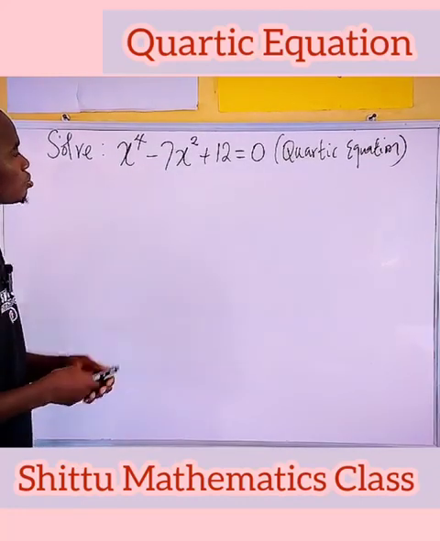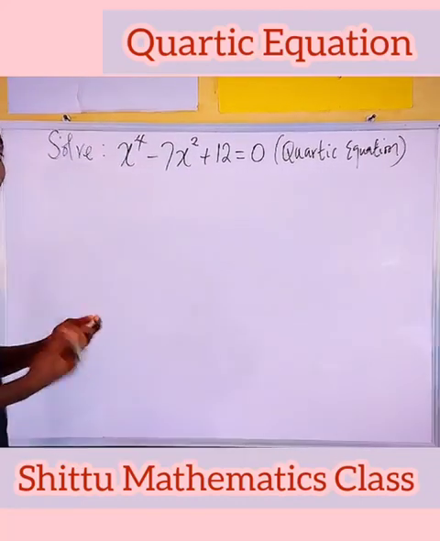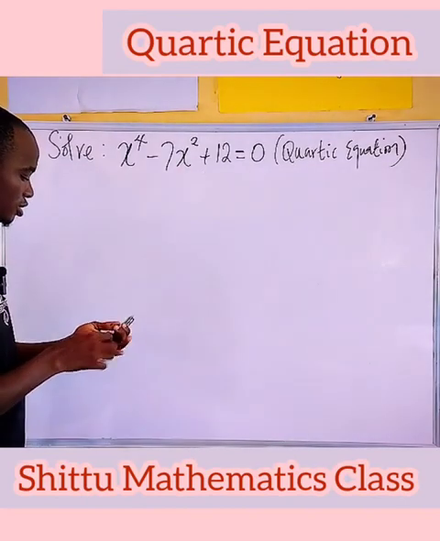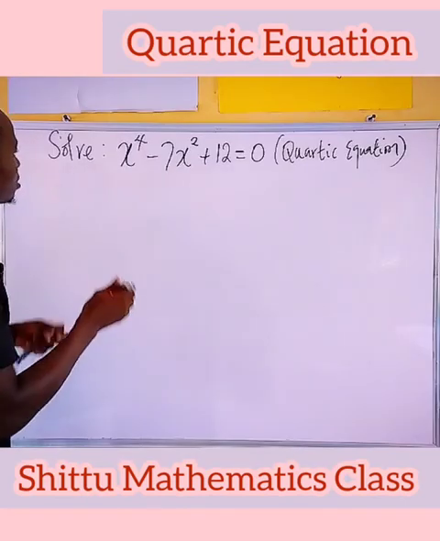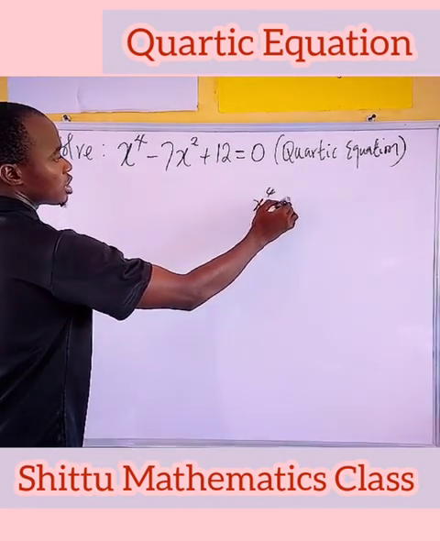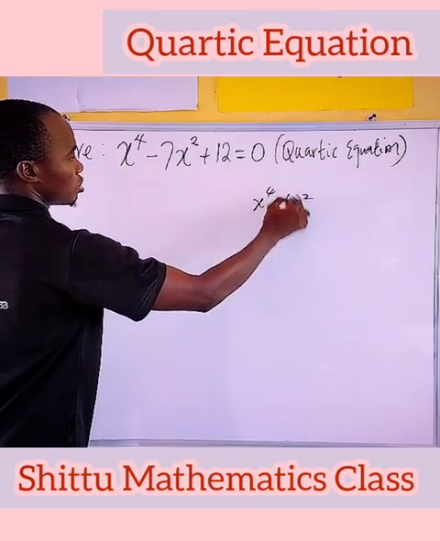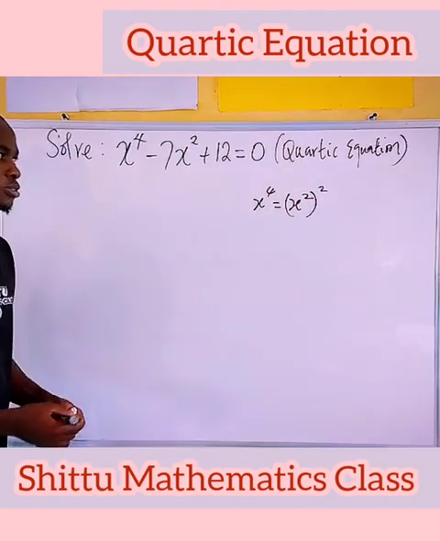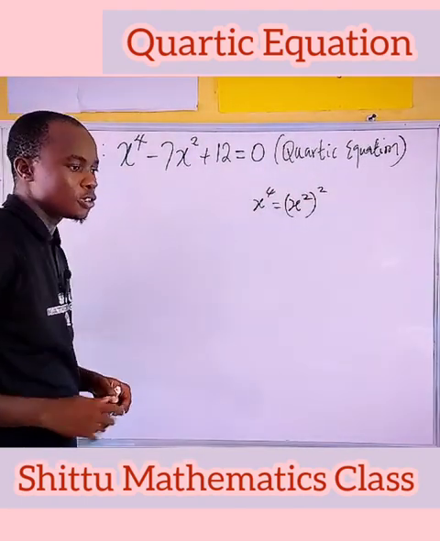From here now, what are we going to do? We are going to use a substitution to reduce this equation. So now we can set x to power 4 as the same thing as x to power 2, then to power 2, because 2 times 2 will give us 4. Are you getting it now?